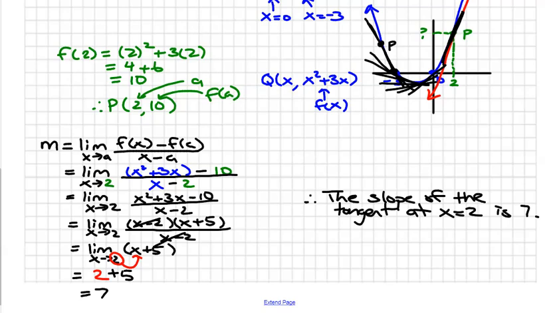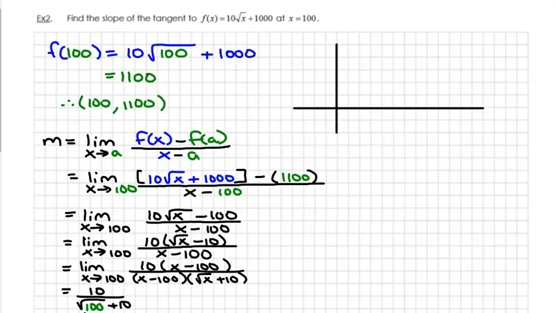Okay, let's try something else. Example number 2. Pretty much the same thing. They gave us a function that looks like a square root function, stretched by 10 and moved up 1,000. Let's say this is 1,000, and that's our square root function, right? They told us specifically which tangent they want us to look at, where p is 100. Let's say that 100 is right here, and if I go up, this guy right here is going to be my p.